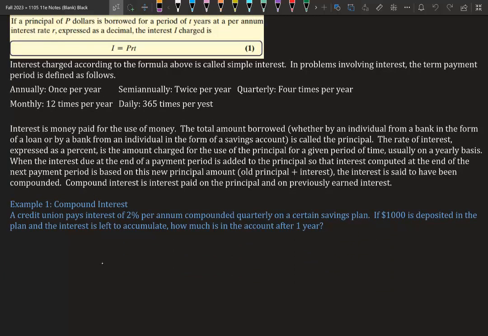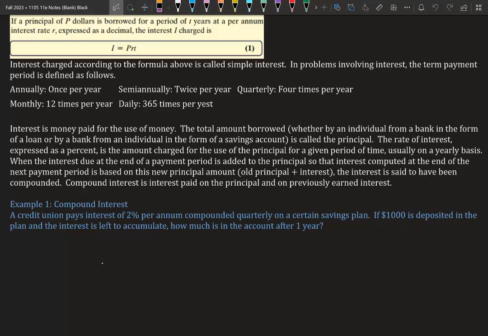Interest is money paid for the use of money. The total amount borrowed, whether by an individual from a bank in the form of a loan or by the bank from an individual in the form of a savings account, is called the principal. The rate of interest expressed as a percent is the amount charged for the use of the principal for a given period of time, usually on a yearly basis.